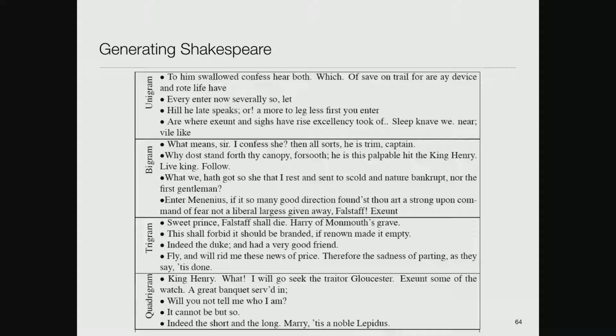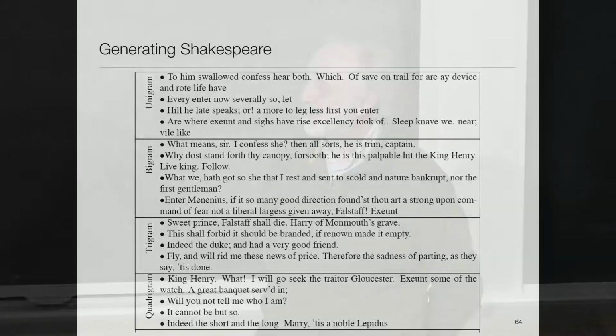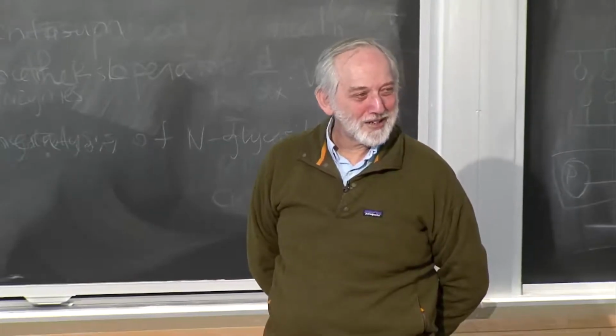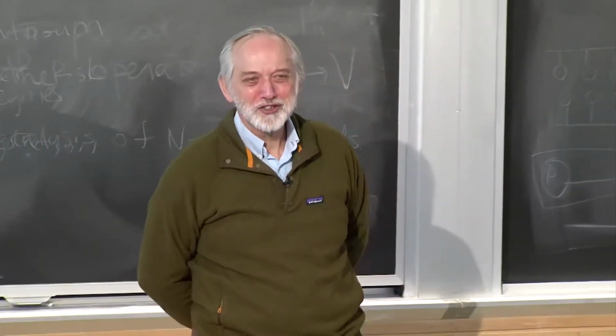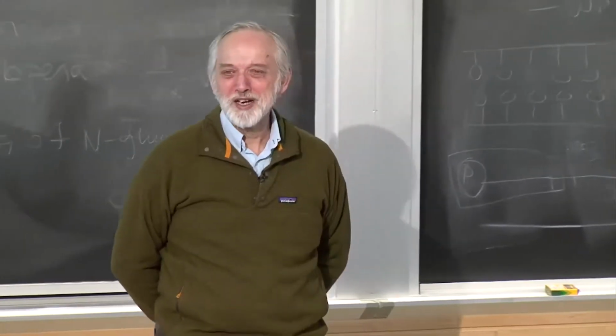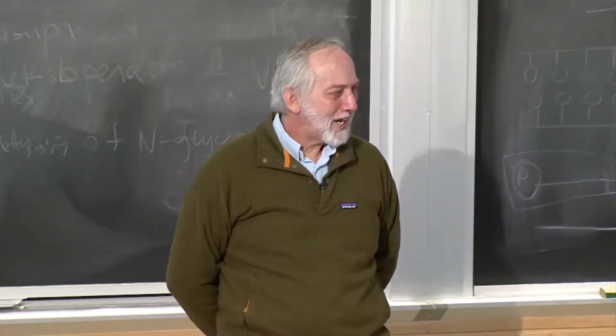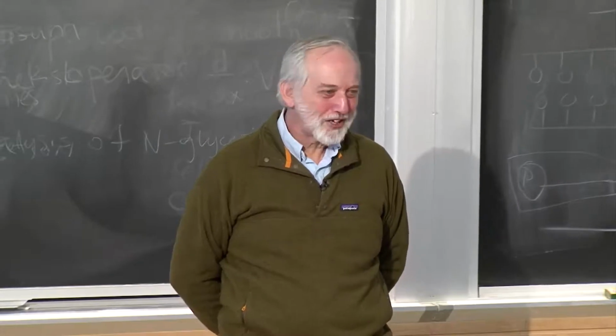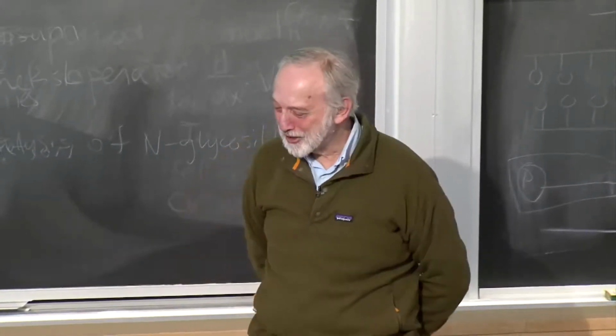And with trigrams, we get sweet prince, Falstaff shall die, Harry of Monmouth's grave, etc. Okay, so this is beginning to sound a little Shakespearean. And if you go to quadrigrams, you get King Henry, what? I will go seek the traitor Gloucester. Exeunt some of the watch, a great banquet served in, etc. You know, when I first saw this, like 20 years ago or something, I was stunned. This is actually generating stuff that sounds vaguely Shakespearean and vaguely English-like.